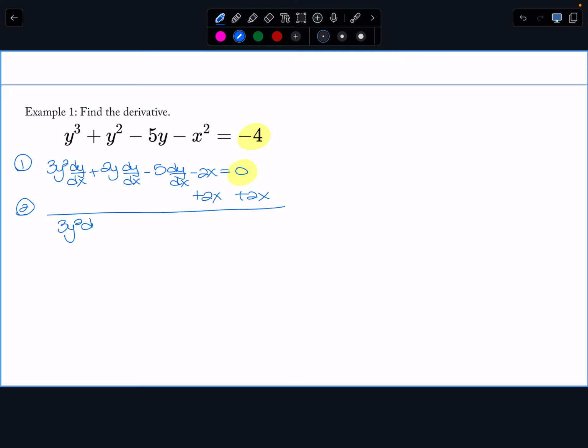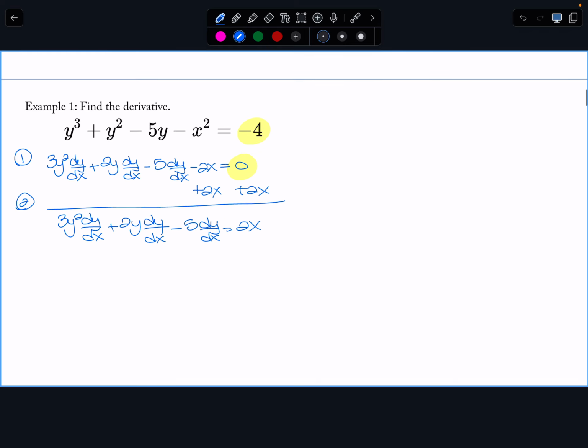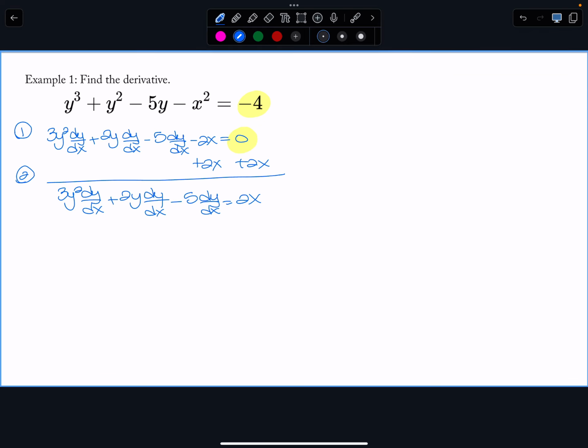Which requires a lot of writing just for the fact that we just moved one term over. That's step 2. Move dy dx terms to the left and everybody else to the right. Step 3 is to factor out dy dx.